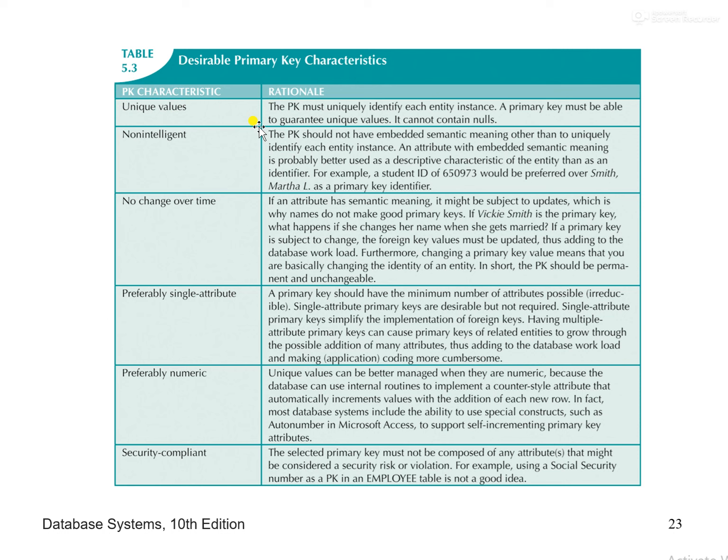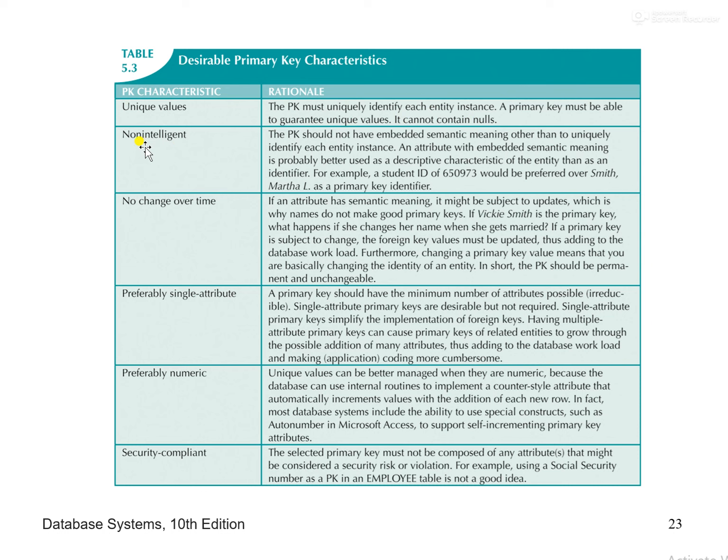The first main characteristic is it should be unique and it should not contain a null value. It is not possible that a primary key value contains null. Okay, very, very important. It should not contain null and it should never repeat itself. Always a unique value.